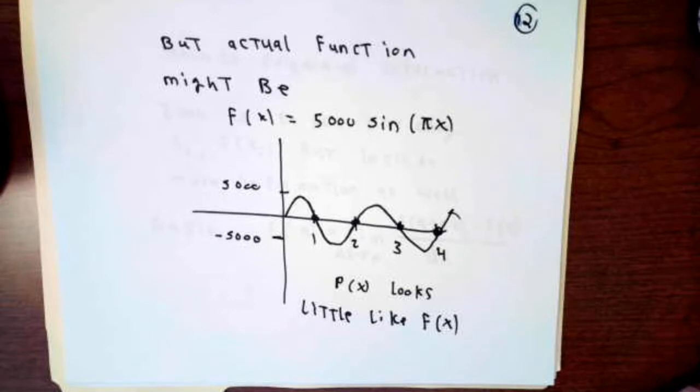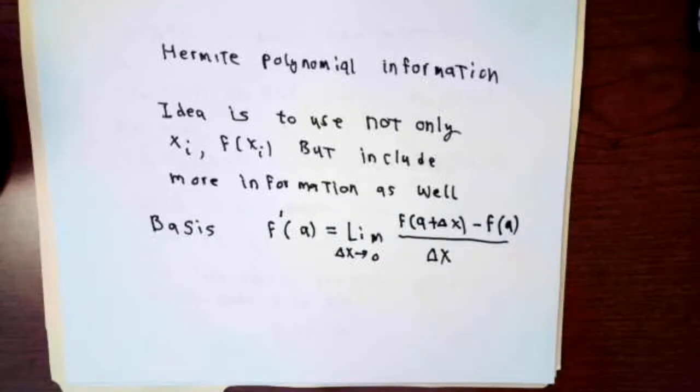Unfortunately, my actual function, unbeknownst to me, might be f of x equals 5,000 times sine of pi x, which is 0 at x equal 1, 2, 3, 4, and so on. However, the graph of 5,000 sine pi x doesn't look anything like the graph of y always equal to 0. So our interpolating polynomial would not look very much like the actual function if that were important to us.